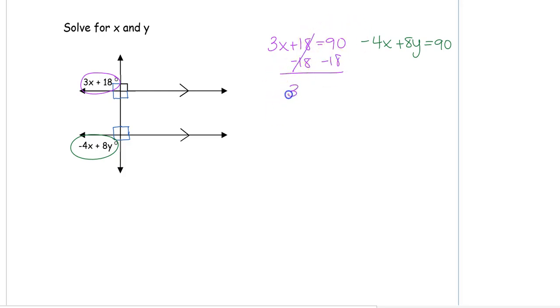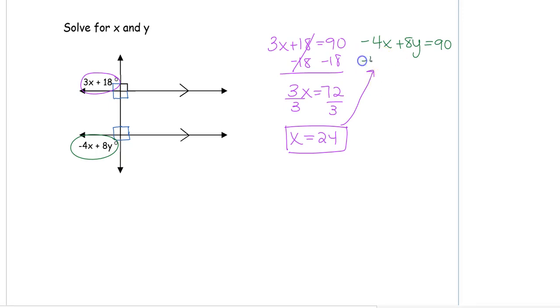We move the 18 over. 3x is equal to 72. To undo multiplying by 3, we divide by 3. 72 divided by 3 gives us x is equal to 24. Now you could be thinking, but I still have the second equation, and yes, we do have to solve for x and y. We just solved for x. I can use this to plug into that other equation.